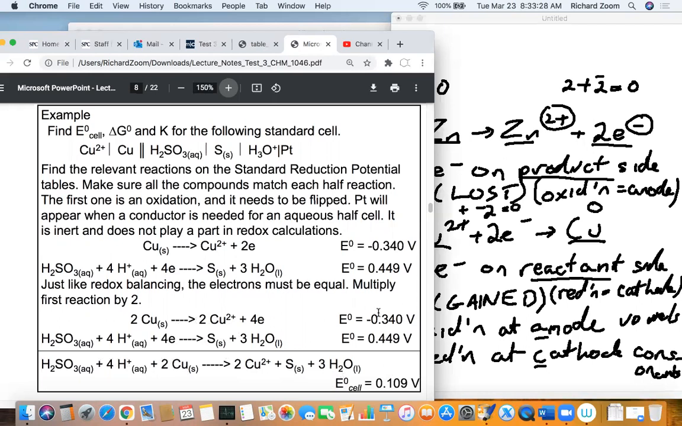So we add the E naughts together here, the negative 0.340 for the top and the 0.449 for the bottom, and we end up getting the E naught cell value that you see down here. Any questions?